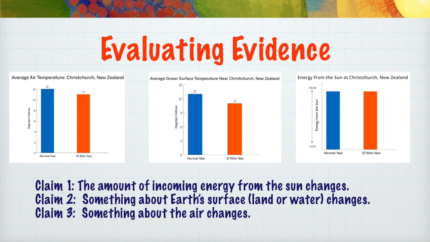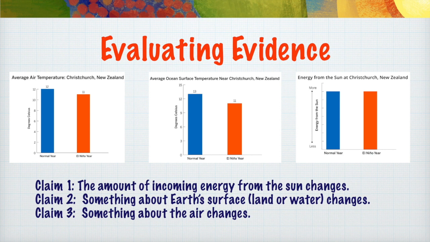So I want to evaluate the evidence that we have here. And on the map, on the charts, which you have also on the Google Slides, it has blue for a normal year and orange for an El Nino year. And the charts that we have available to us are the average air temperature, the average ocean surface temperature, and the energy from the sun at Christchurch, New Zealand.